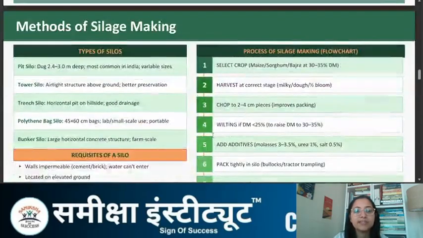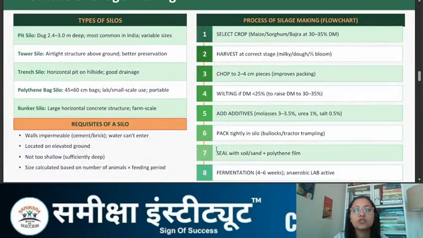The next is the method of silage making. There are different types of silos, and as I mentioned, silos are the structures in which the controlled anaerobic fermentation occurs. Pit silos are basically dug underground, constructed after digging 2.4 to 3 meters deep inside the earth. These are most common in India, and variable sizes are there.